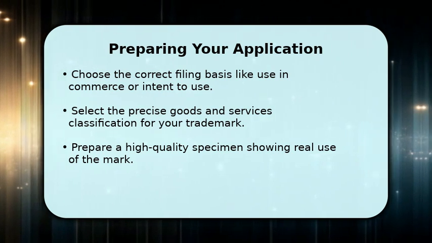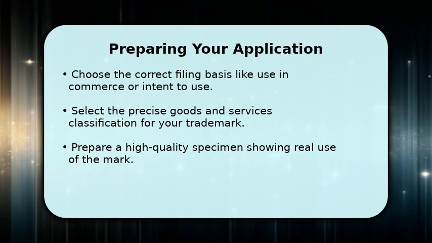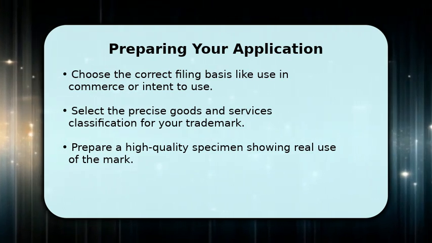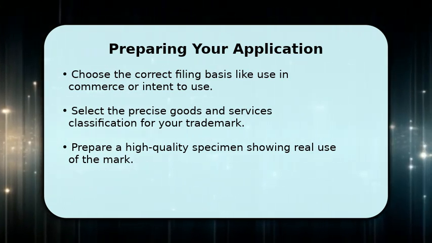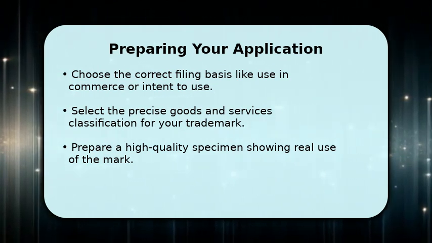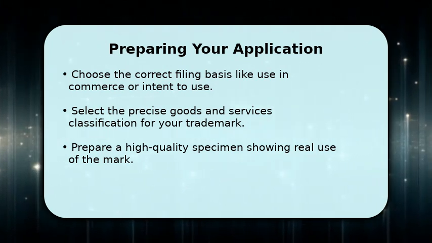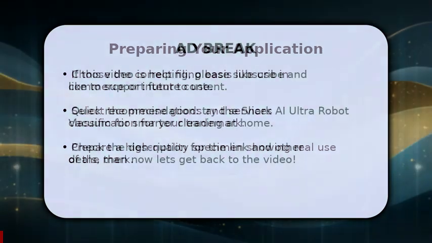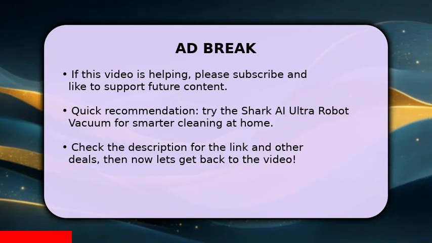Gather owner details, including entity type and address, and pick the right filing basis for your situation. Accurately describe goods and services using clear wording to avoid refusal issues, and attach a proper specimen showing the mark in real use. Double-check spelling, claim of color if any, and be ready to pay the filing fee when you submit.